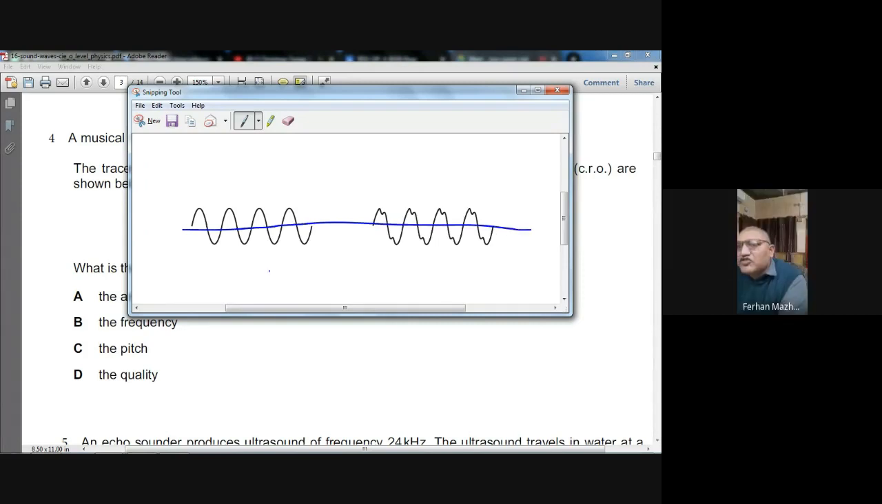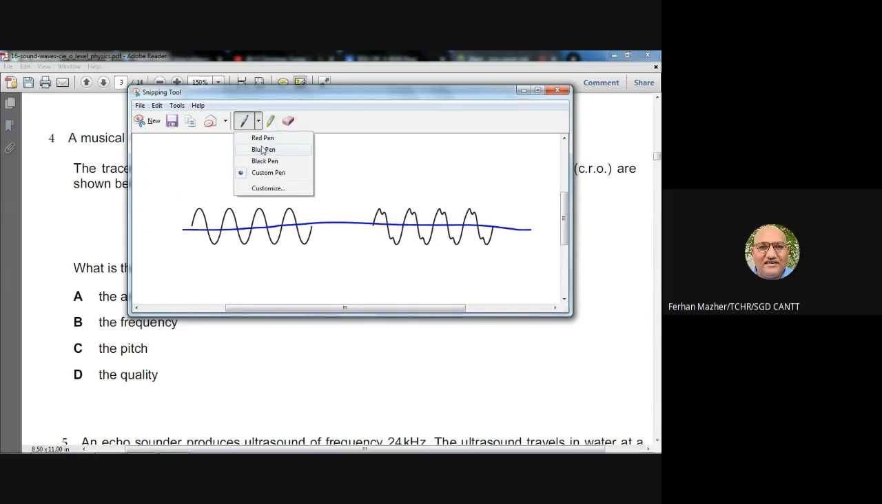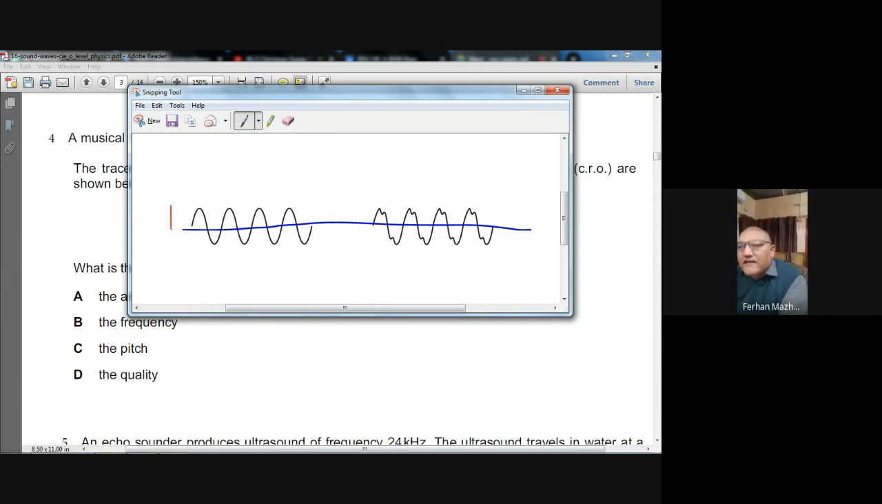This is the main position. Check here. The amplitude is this. The amplitude is this. This is the amplitude. The amplitude is same. Time period is also same. Both the waves have the same amplitude.